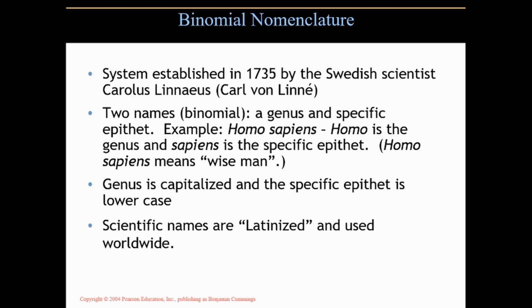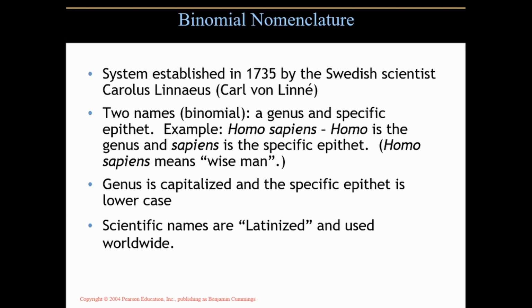So binomial: bi means two, nomial refers to names, and that's why we call it binomial. We have two parts to a particular species name, what's called a genus and a specific epithet. For example, Homo sapiens, which is us. Homo is the genus, and sapiens is the specific epithet. Homo sapiens means wise man. These are Latinized terms that are used to identify species.